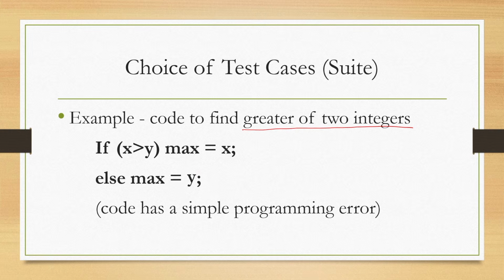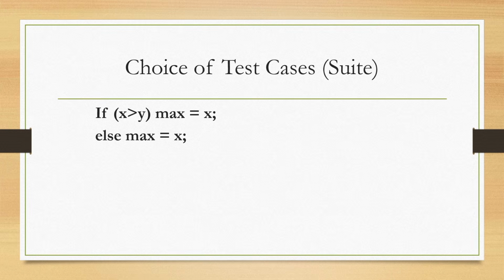Now, here instead of y, suppose originally it was written as x. So, the code has a simple programming error. Although y should be the right one, while writing the code, the programmer has written else max equal to x as shown here. So, the y is not present. So, this has a simple programming error. Now, how do I identify this error? Let us see how we can design test cases to identify this error.